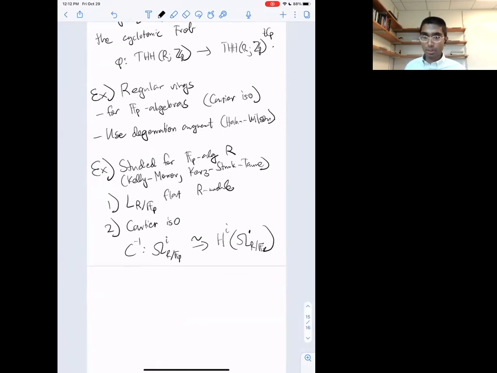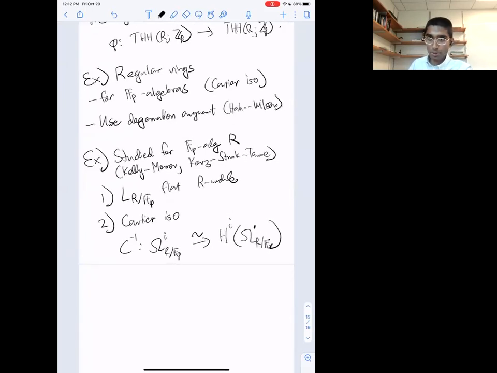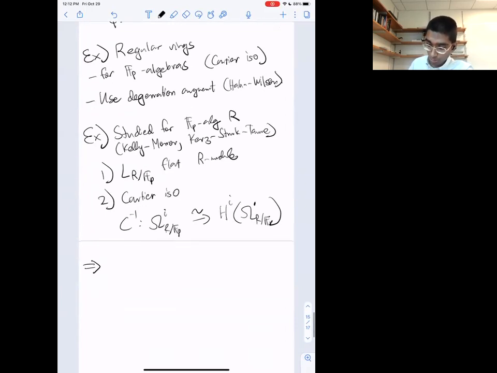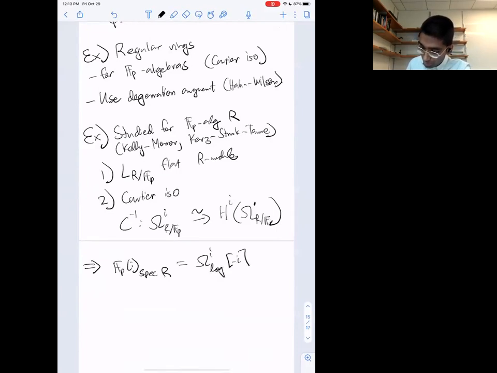And so one thing that's kind of nice about this, and they prove, is that, so remember there was this description of the Fp of i's for smooth or for regular Fp algebras. And in fact, it's true for any Cartier smooth Fp algebra or any Fp algebra satisfying the Segal conjecture. So what they show in their work is that if you take Fp of i on spec R, it has the same description in this case. So it's given by omega i log shifted by minus i.